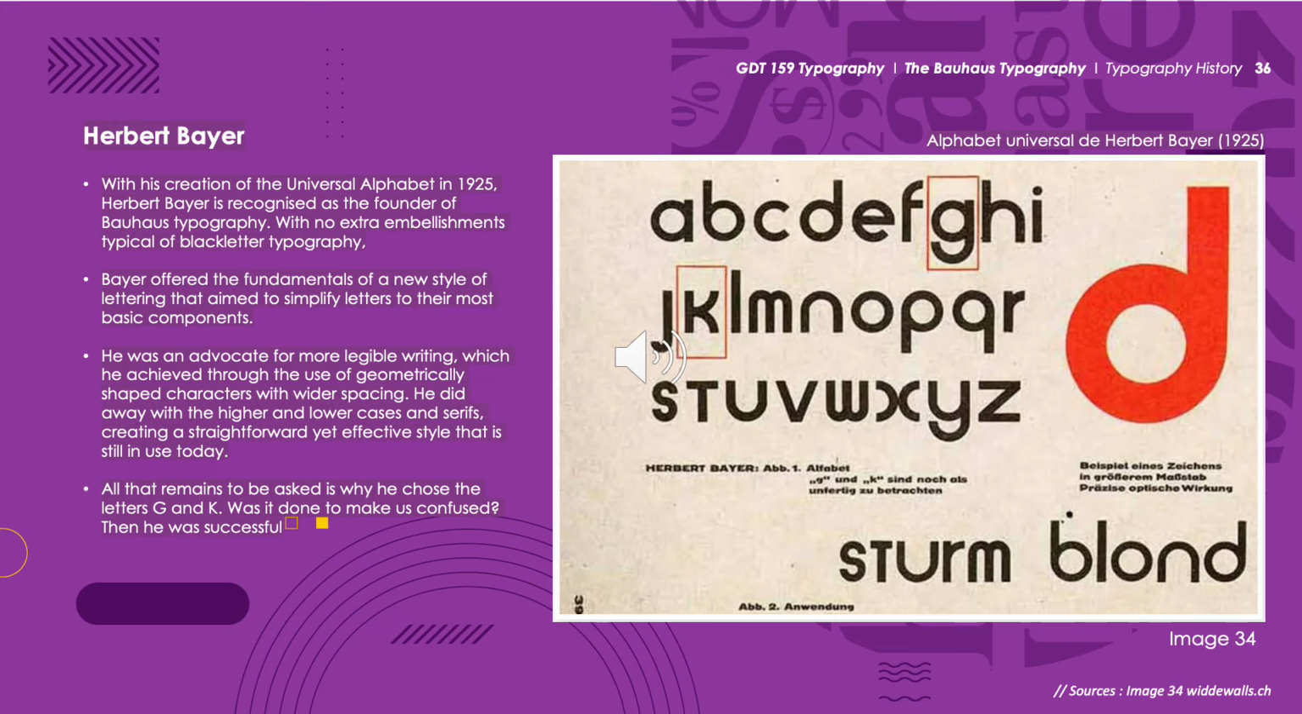He was an advocate for more legible writing, which he achieved through the use of geometrically shaped characters with wider spacing. He did away with the higher and lower case and serif, creating a straightforward yet effective style that is still in use today. All that remains to be asked is why he chose the letter G and K. Was it done to make us confused? Then he was successful.